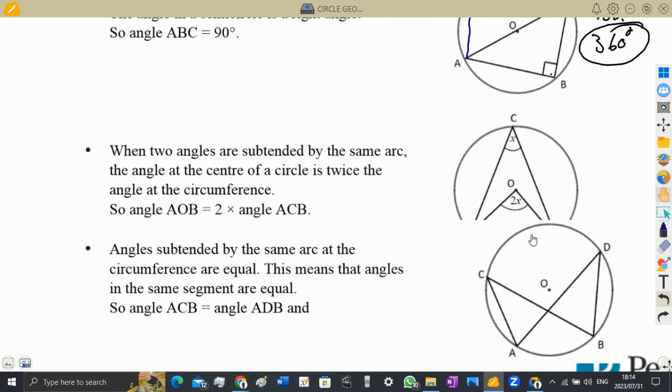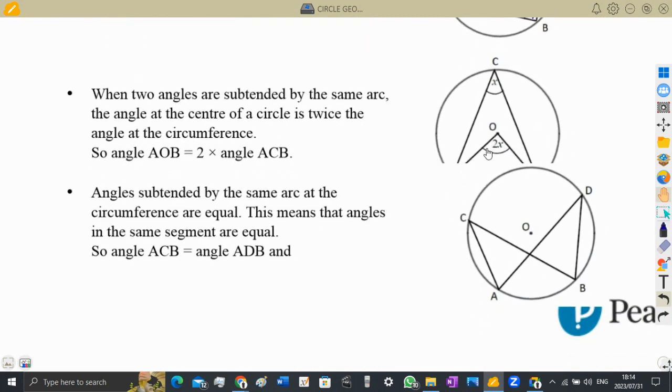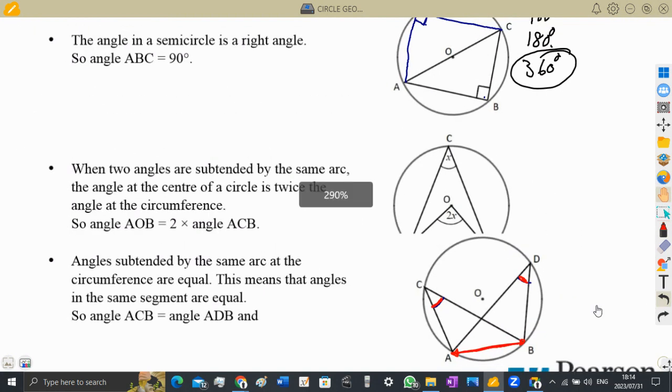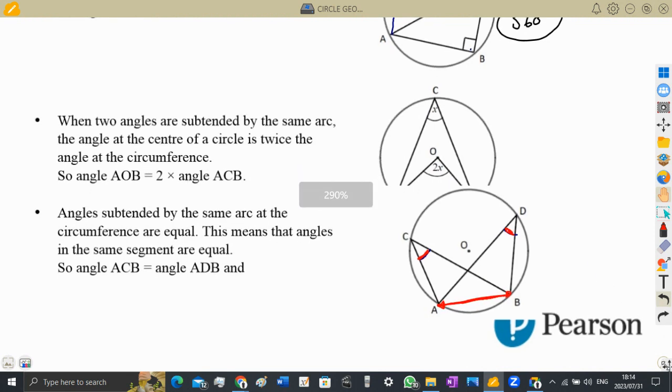We talked about this one, and also we talked about the angle at the center being twice the angle at the circumference, and also angles subtended by the same chord are equal, meaning AB here is our chord or arc. This chord here creates equal angles at the circumference. We also talked about this. So I want us to check some relations that we have from these questions.